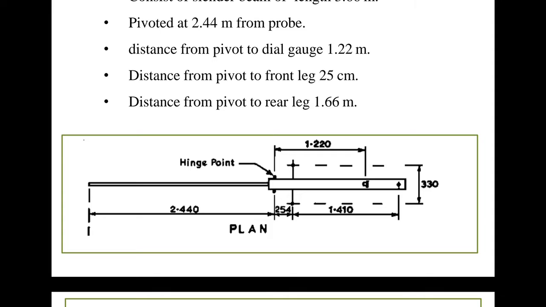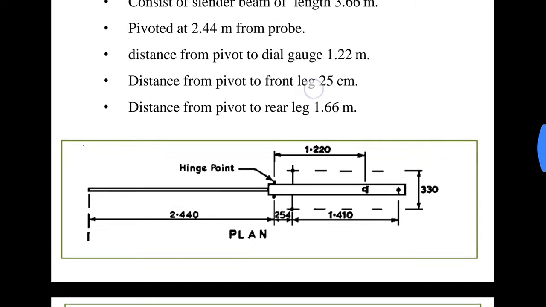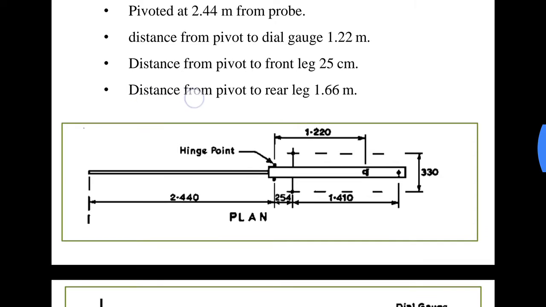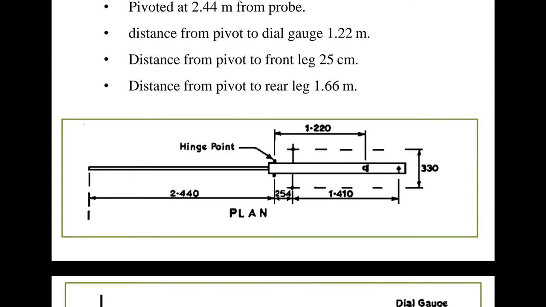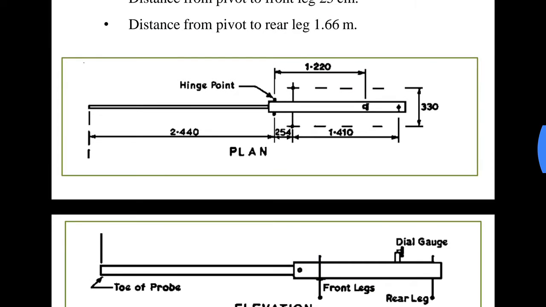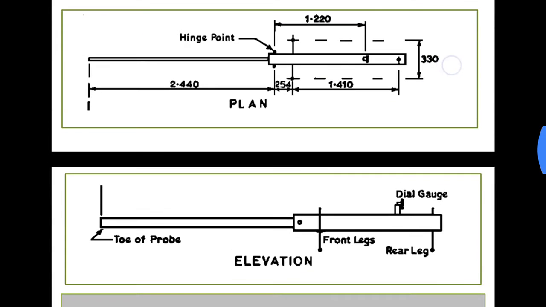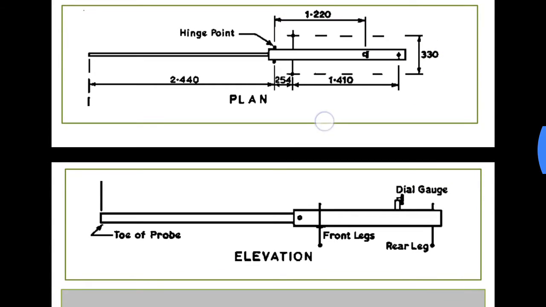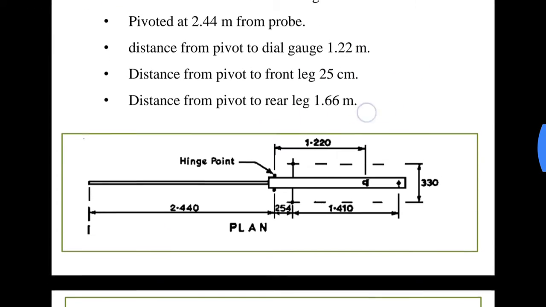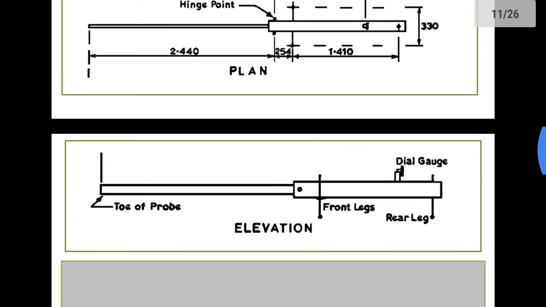So using the dial gauge, we measure the deflection. Then the distance from pivot to front leg is 25 centimeters. Then the distance from pivot to the rear leg is 1.66 meters. Okay, so this is the front leg, and here you have the rear leg. So from the pivot, the distance for front leg is 25 centimeters, and for rear leg it is 1.66 meters.